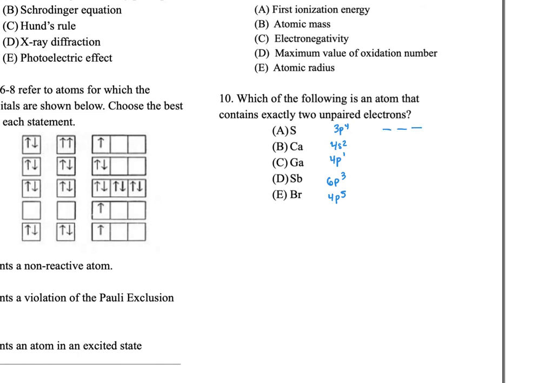Well, for the p orbitals, we would see something like this. I see 2 unpaired. That's a good sign. S only has 1 orbital, so those are paired, so it's out. 4p1, I just see 1 unpaired. 6p3, 1, 2, 3, I see 3 unpaired. And then 4p5, 1, 2, 3, 4, 5, just 1 unpaired. So sulfur, letter A, is our best choice for number 10.